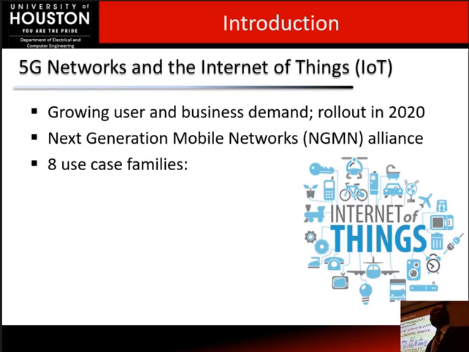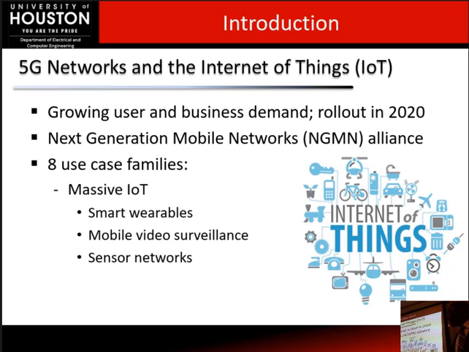It has created actually 8 use case families, like broadband access everywhere and the massive Internet of Things. Particularly in the massive IoT, this refers to the interconnection of devices, buildings, vehicles that can share data with one another and also be controlled remotely. And that enables the connection of several hardware, such as smart wearables, mobile phones, and sensor networks.